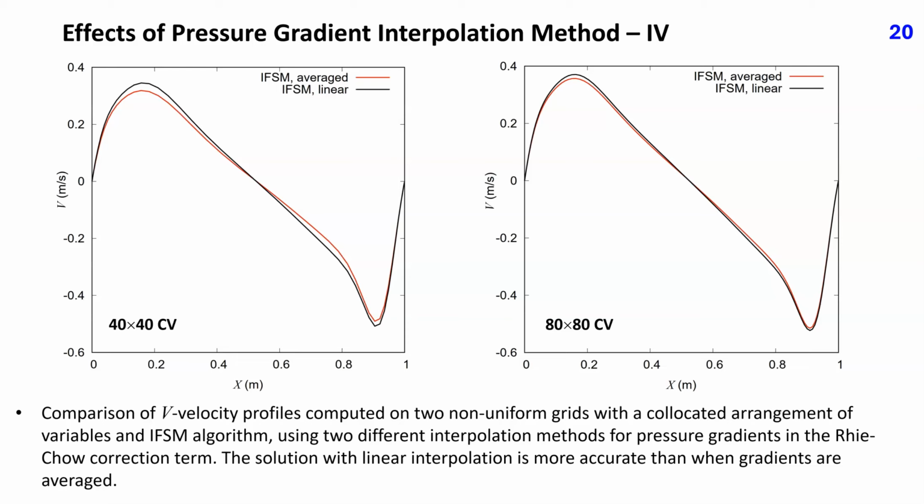These plots show the comparison of V velocity profiles computed on two non-uniform grids with a collocated arrangement of variables and IFSM algorithm using two different interpolation methods for pressure gradients in the Rhie-Chow correction term. The solution with linear interpolation is more accurate than the solution when gradients are averaged. The difference is large on coarse grids and becomes smaller as the grid is refined.